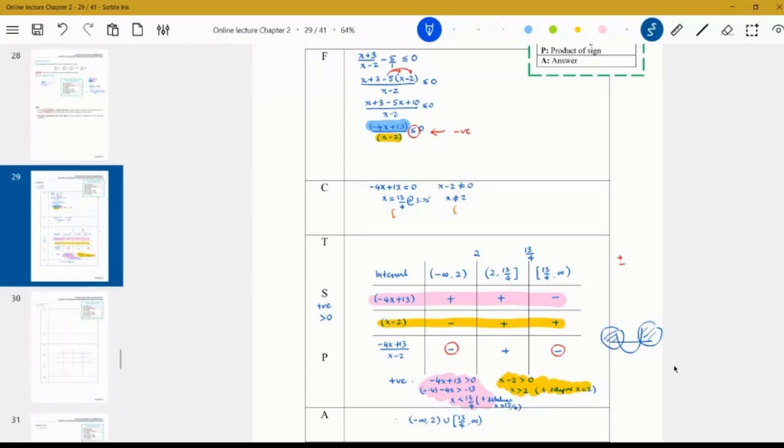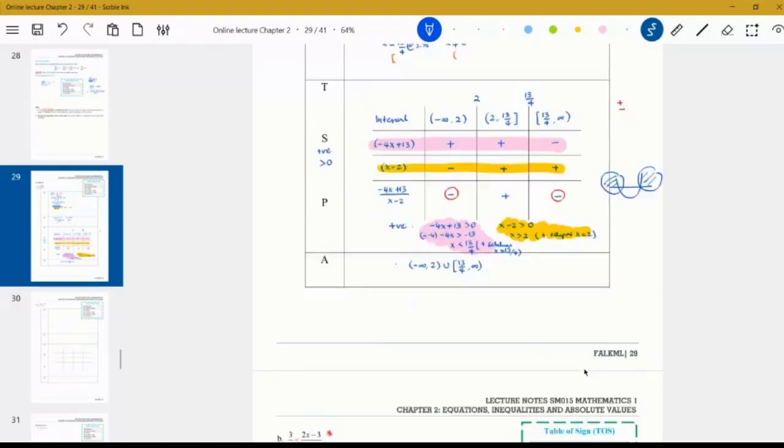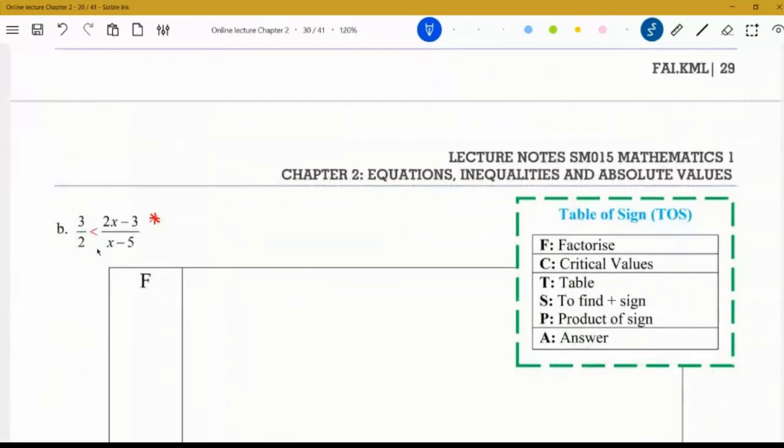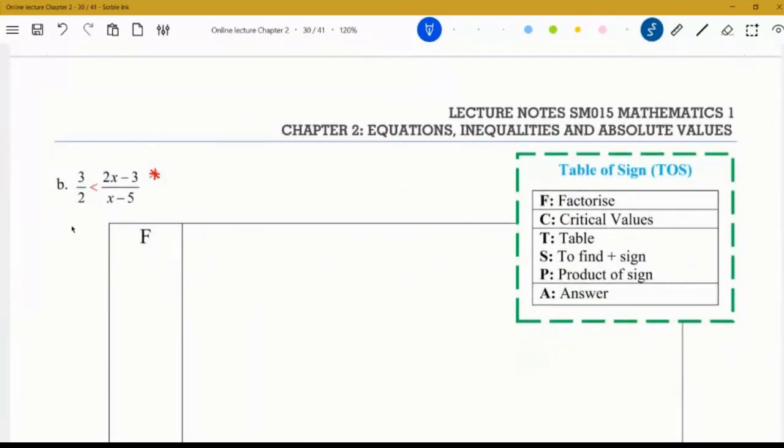Okay, itu adalah example part A. Okay, kita try lagi sekali untuk part B. Tapi part B ni saya tukar sikit so that kamu nampak beza untuk bahagian bracket tu. So yang kedua adalah saya tukar sign dia. Instead of ada equal sign, saya tukar dia tak ada equal sign. Okay, method yang sama. Kita akan pakai table of sign.